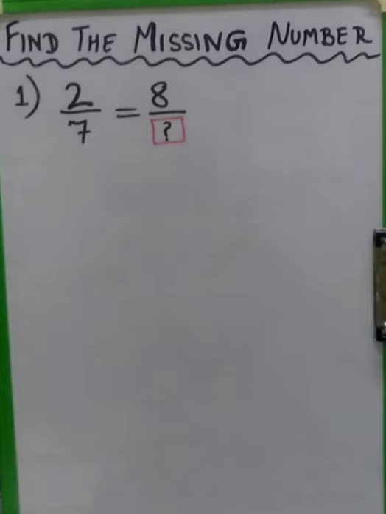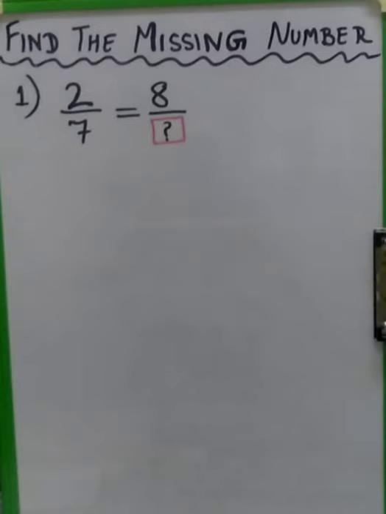So as you can see, 2 upon 7 is a fraction, and on the other side also 8 upon what? Again, this is also a fraction, and there is an equal to sign between these two fractions. So it means these two fractions are equivalent fractions. We have already done the equivalent fractions. So you know very well how to find out an equivalent fraction. We can multiply both numerator and denominator by some number, or we can divide both numerator and denominator by the same number.